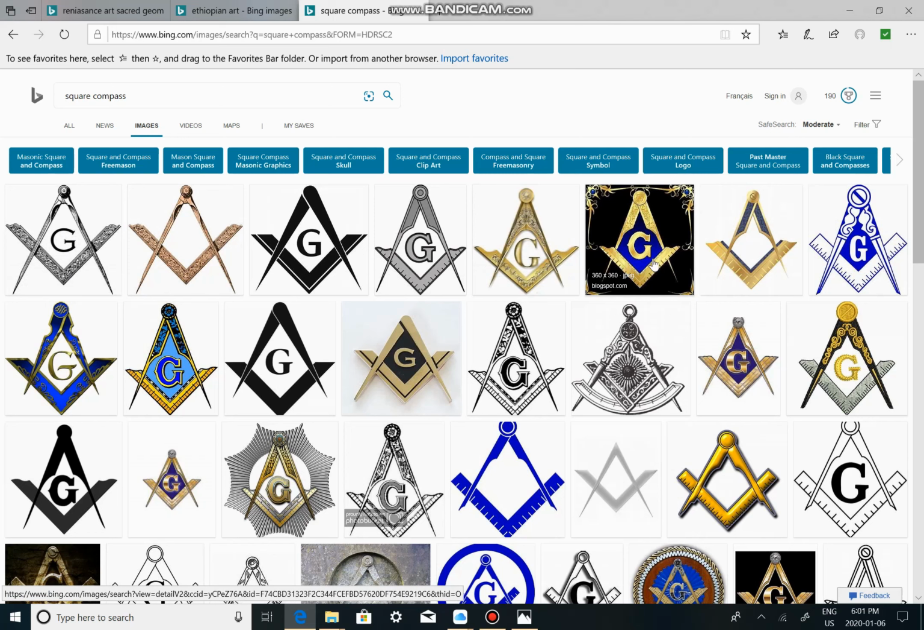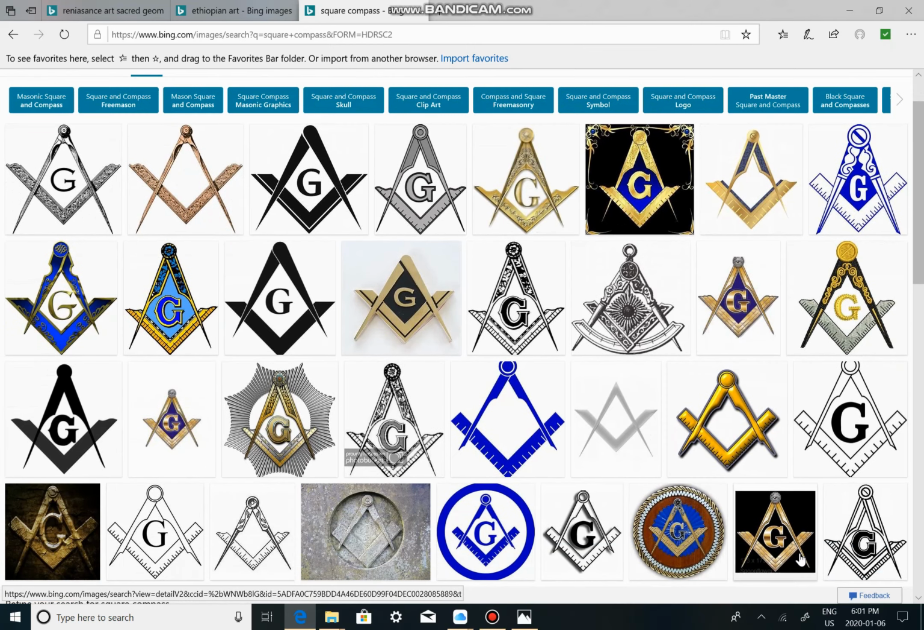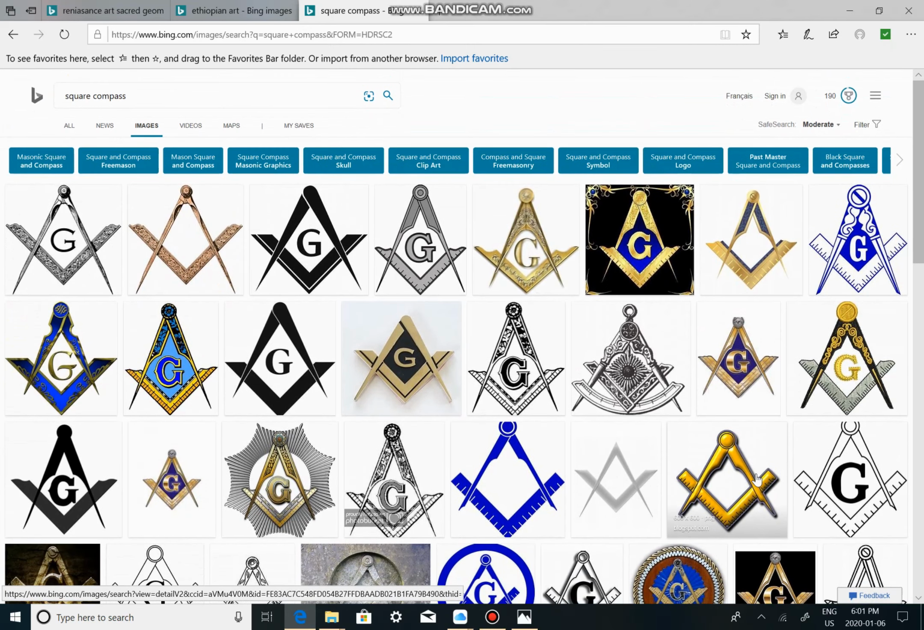And then the gold and blue represents Tahuti, but a lot of times they make this black or blue behind the G, and that represents the waters, basically.